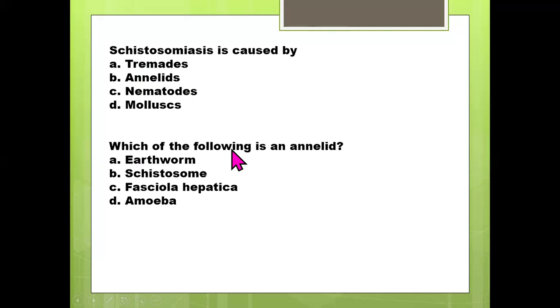So now the second question says, which of the following is an annelid? Which of the following is an annelid? Can you remember annelids that we discussed? So let's look at the options. A, it says earthworm. B says schistosome. C, it says fasciola hepatica. D says amoeba. So you have 5 seconds to answer the question based on what we discussed. So what's the correct answer? The correct answer is A, earthworm, because earthworm is a segmented worm, right? It has a segmented body. Okay, so it's under annelid.